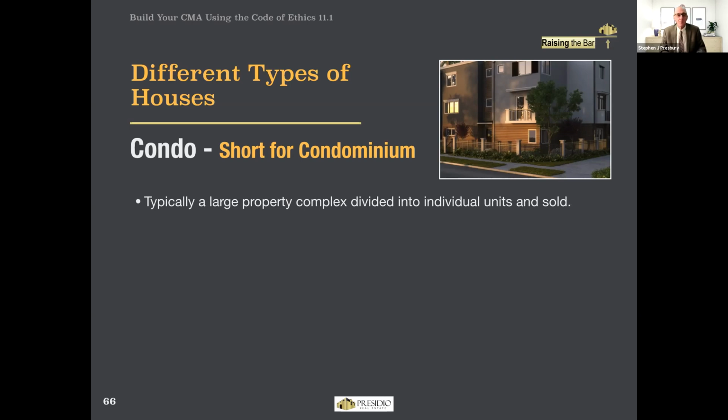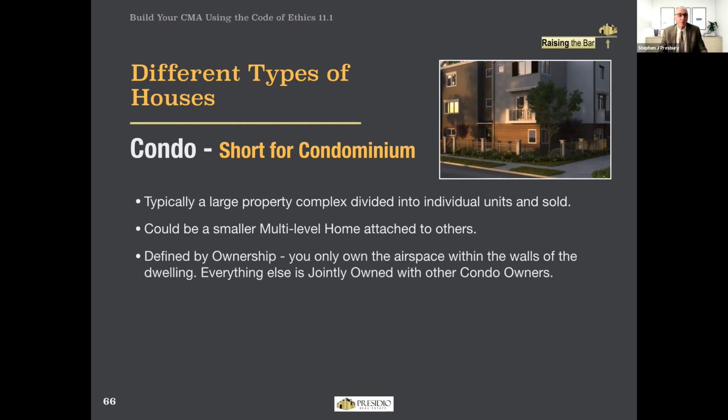So this condo, we don't tend to have those in England either. Typically a large property complex divided into individual units and sold. So that's kind of what it is. Let's see if we can figure out what else it is. Could be smaller, multi-level home attached to others, defined by ownership. So you only own the airspace within the walls of the dwelling. Everything else is jointly owned with the other condo owners, all right?